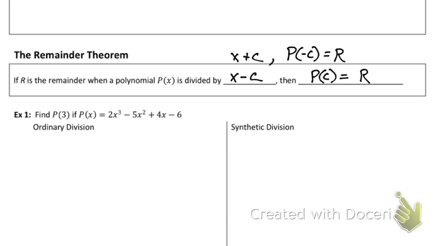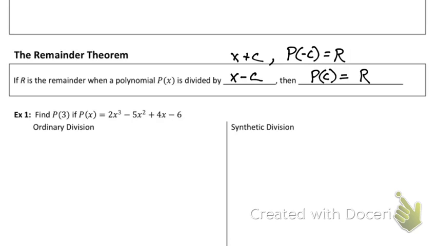All right, that first example says find p of 3 if p of x equals 2x cubed minus 5x squared plus 4x minus 6. We're going to use ordinary division first, and then we use synthetic division, which goes a lot quicker and is a lot easier.